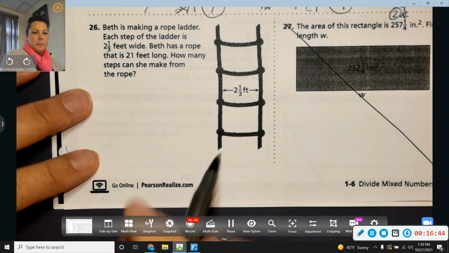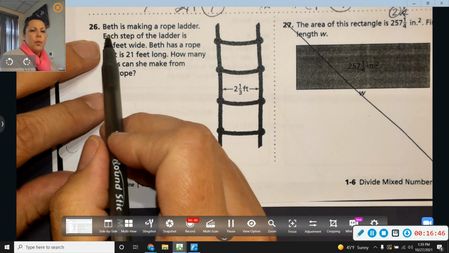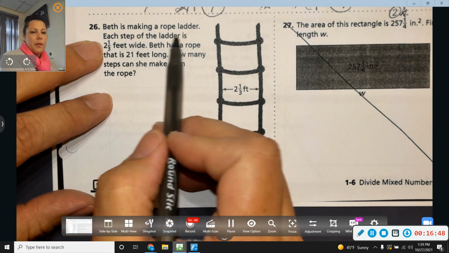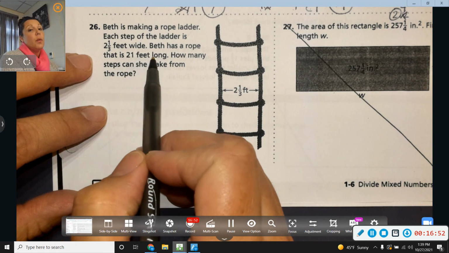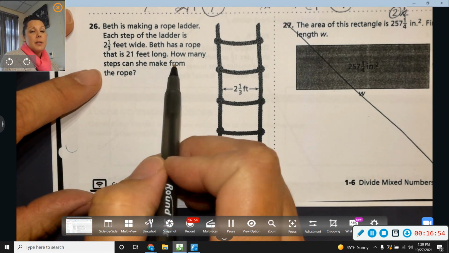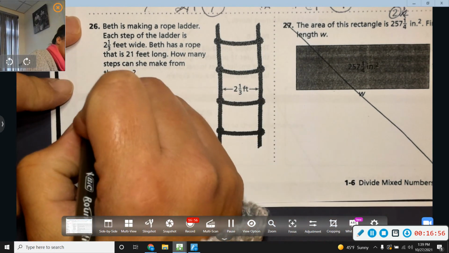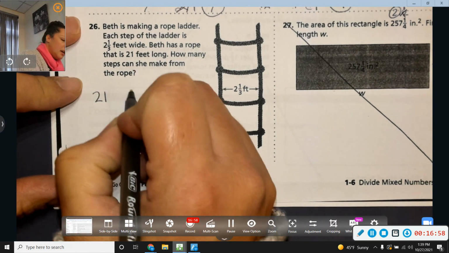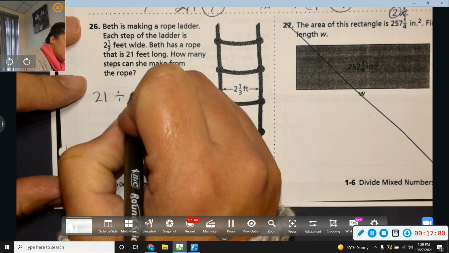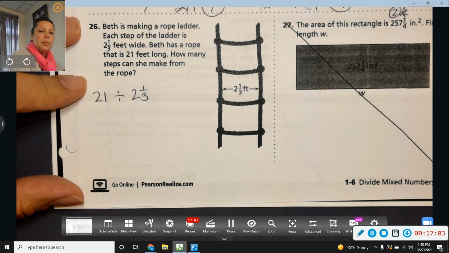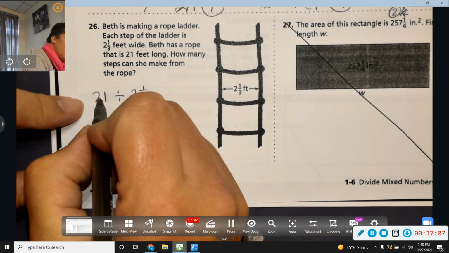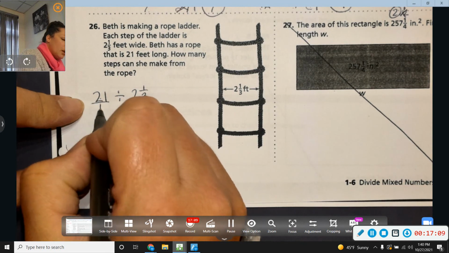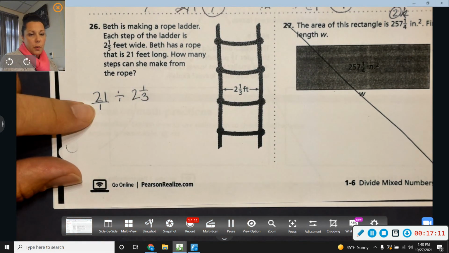Last problem. Beth is making a rope ladder. Each step of the ladder is 2 1/3 feet wide. Beth has a rope that is 21 feet long. How many steps can she make from the rope? Well, if she has 21 feet and she needs to divide it into 2 1/3 pieces, how much can she do? Okay, I know that I have to make 21 into a fraction, so it's 21 over 1.